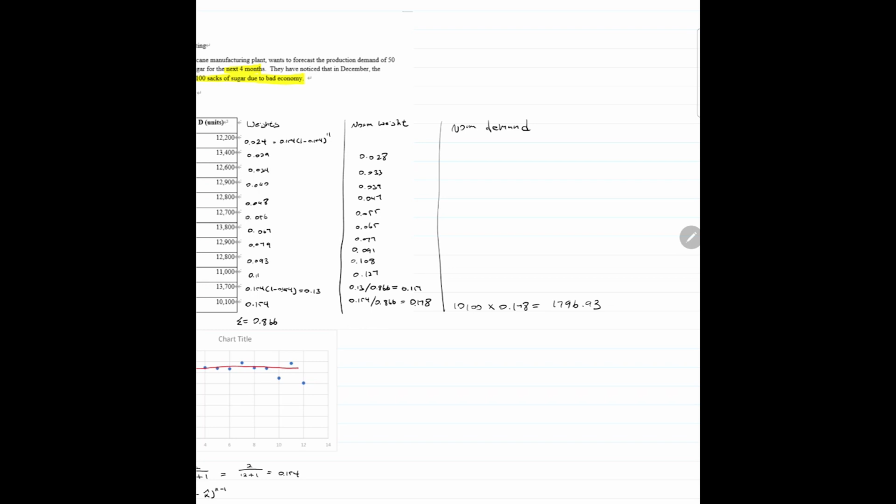We do it for the other ones too. For period 11, it's gonna be 2062.61. For period 10, it's gonna be 1469.63. So we keep on doing it.